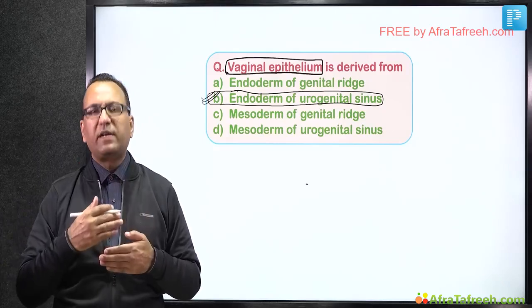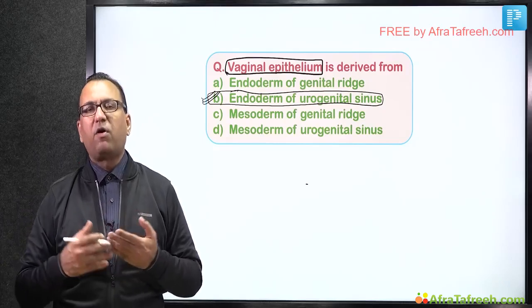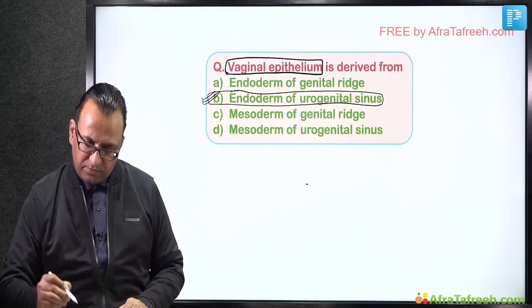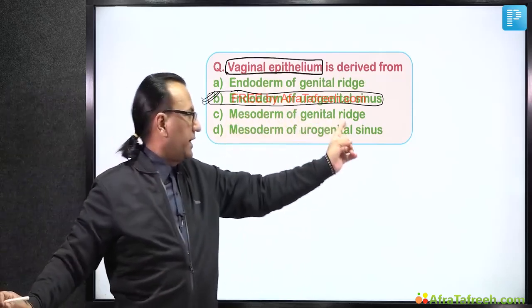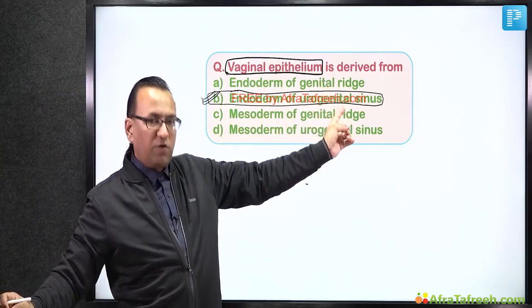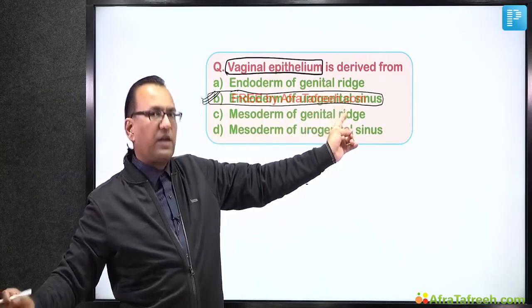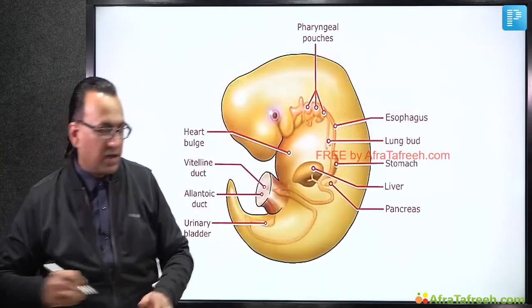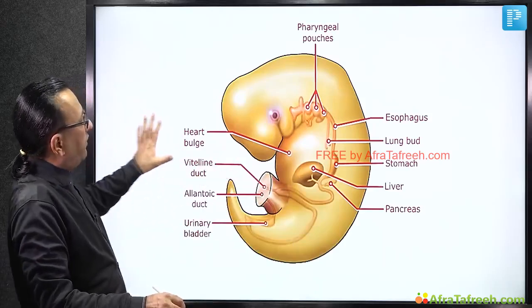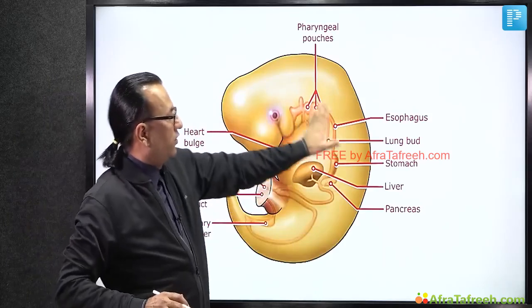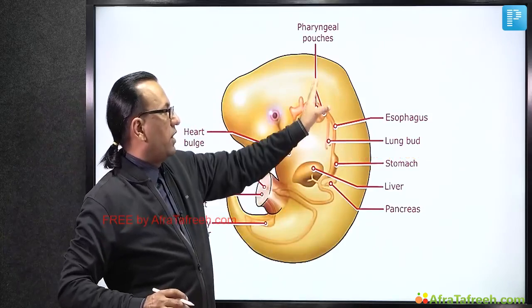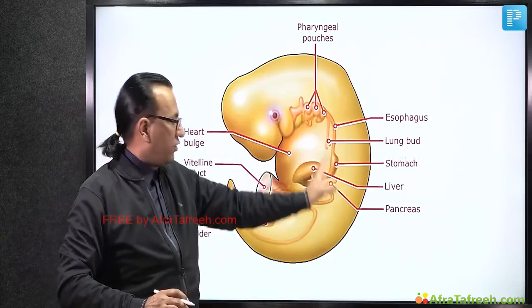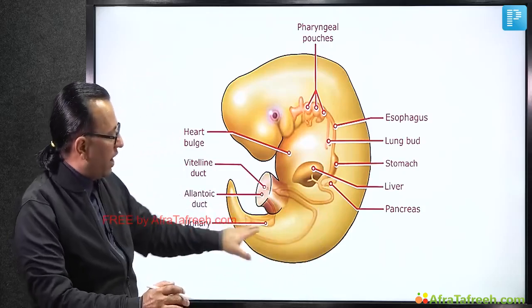It will become evident when we draw a diagram, but for the time being, we will keep our answer as choice number B. Endoderm of urogenital sinus, which itself comes from the lower part of the gut tube. That is the hindgut basically. And here we are looking from the side view of a developing baby, showing the gut tube, and gut tube itself giving us the respiratory tube in the foregut region and lower part of genitourinary tube in the hindgut region.